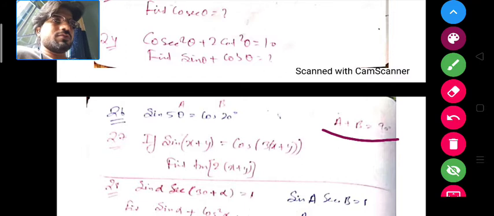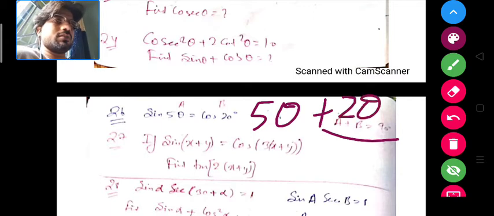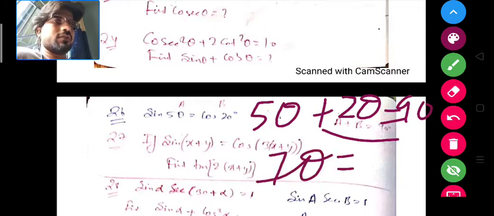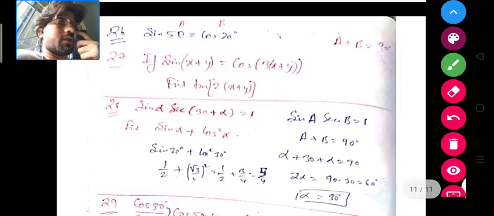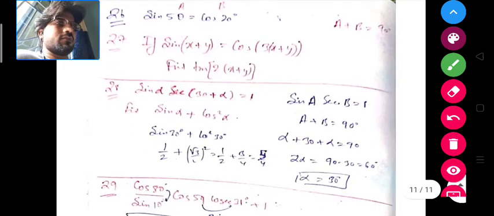Okay, so 5 theta plus 2 theta is equal to 90 degree. So we have 7 theta, and you can find the value of theta and finally solve it. Okay, these are complementary pairs. Similar way you can solve this also.